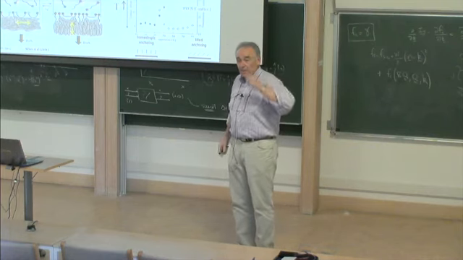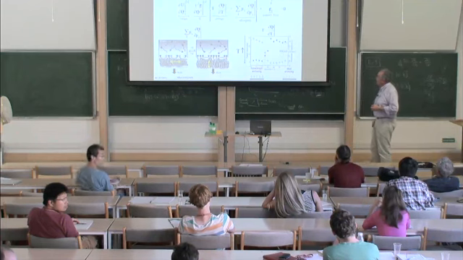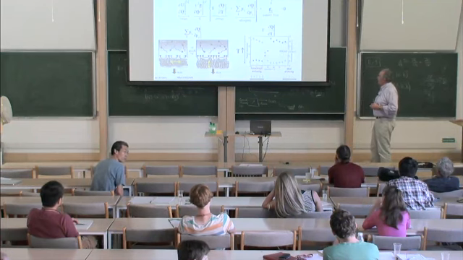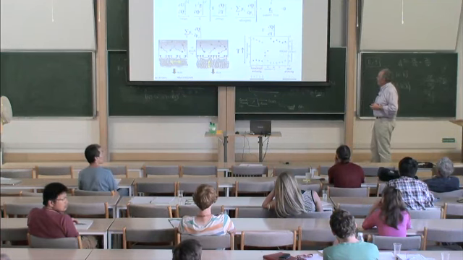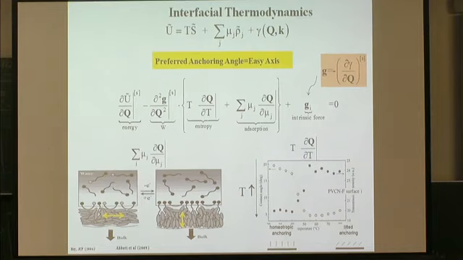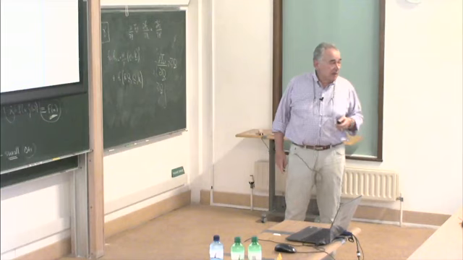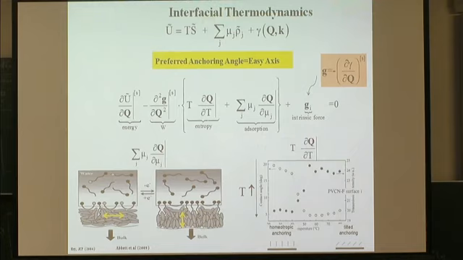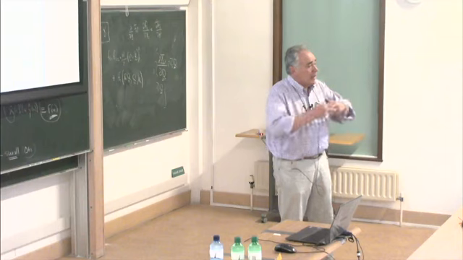Yes? You've written G as the derivative of the surface tension, gamma, with respect to Q, and Q is a bulk quantity, evaluated at the surface. But how close to the surface? In this formulation, in the continuum level, it is at the surface.